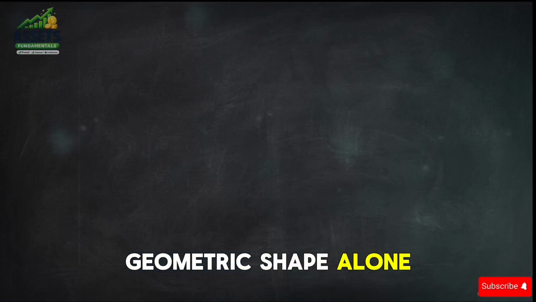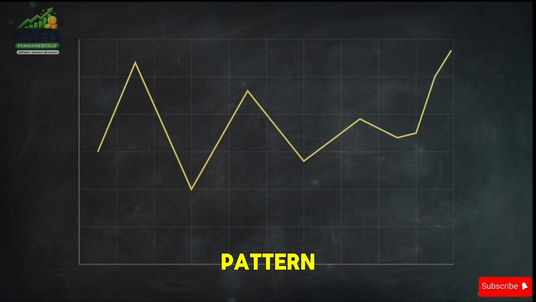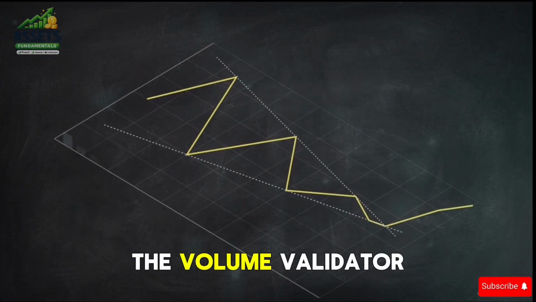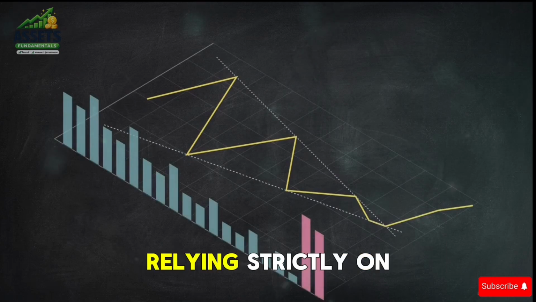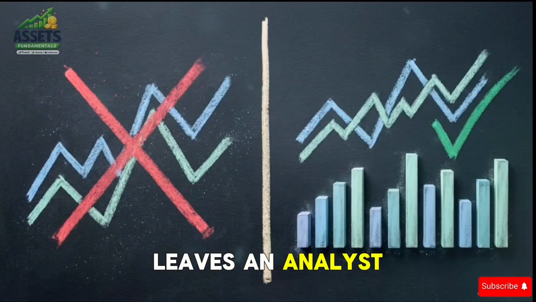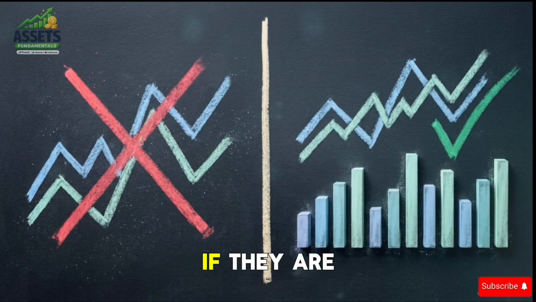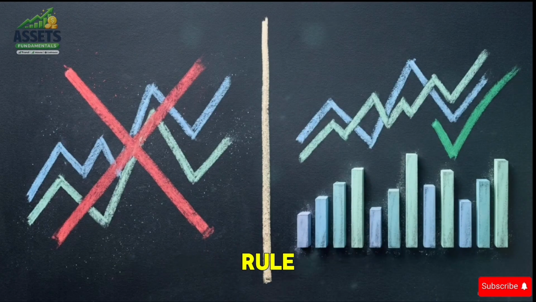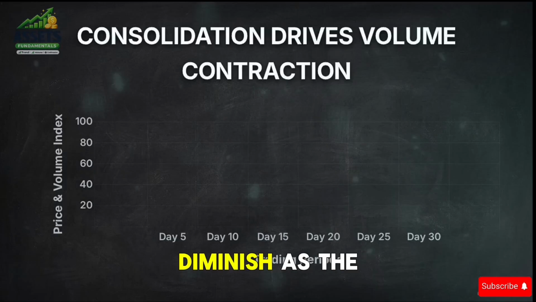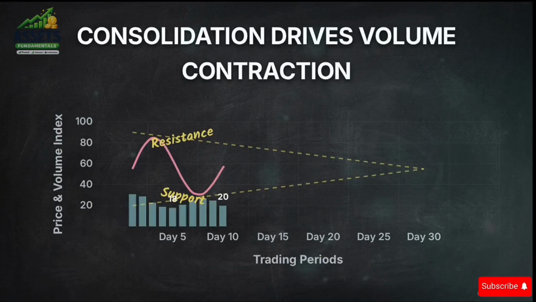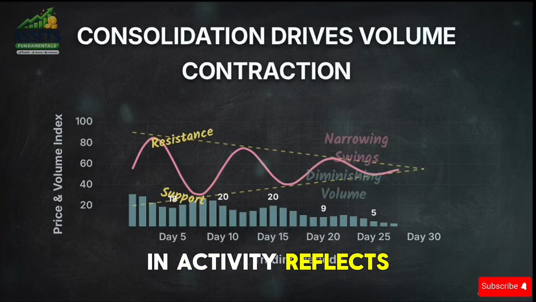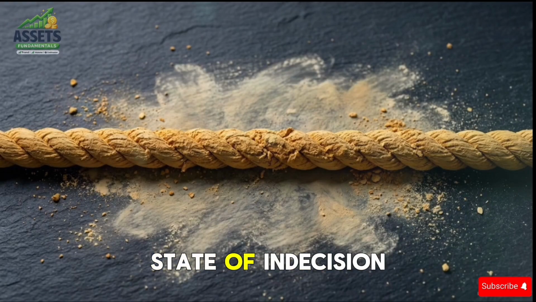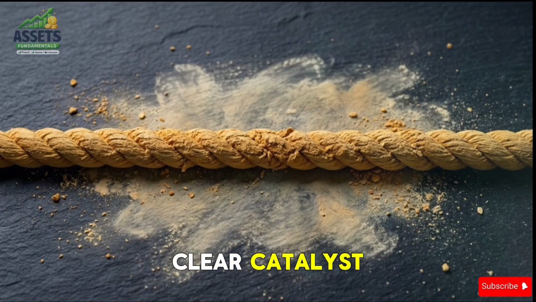Geometric shape alone is not enough to confirm a pattern. We have to look at the hidden dimension beneath the price action, the volume validator. Relying strictly on trend lines leaves an analyst vulnerable to false signals if they are not confirmed by actual trading activity. As a universal rule, volume must demonstrably diminish as the price swings narrow. This drop-off in activity reflects a temporary equilibrium. Buyers and sellers have reached a state of indecision, waiting for a clear catalyst.